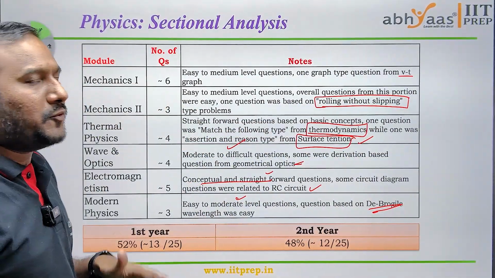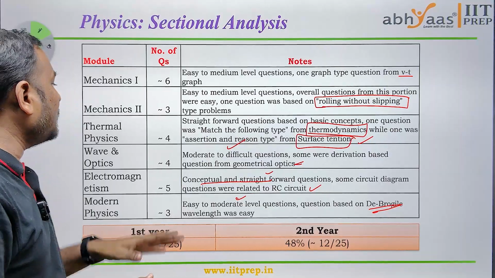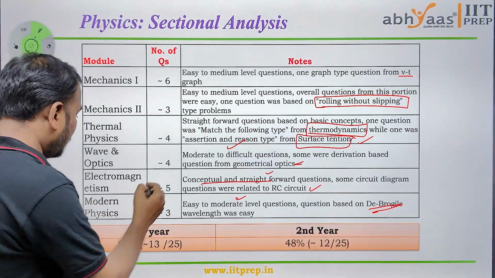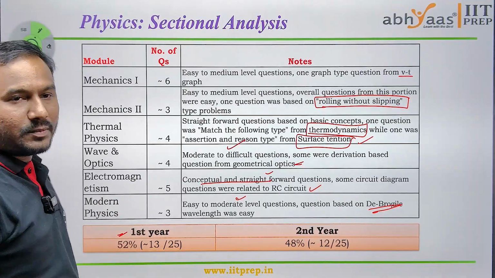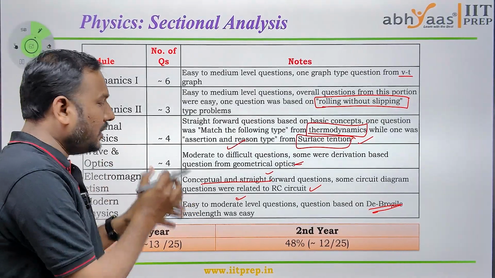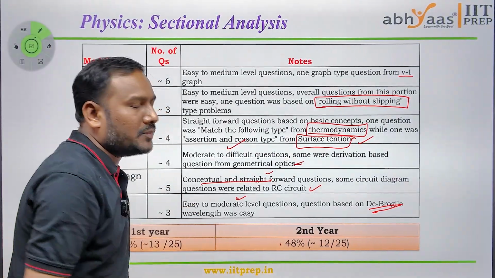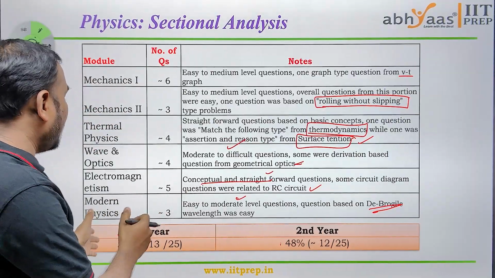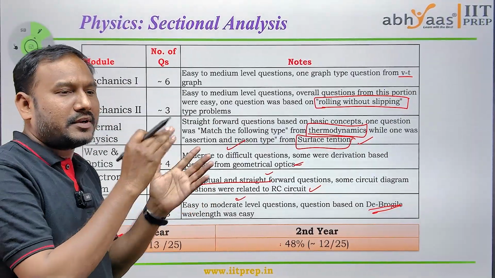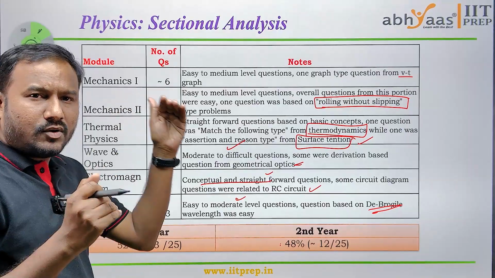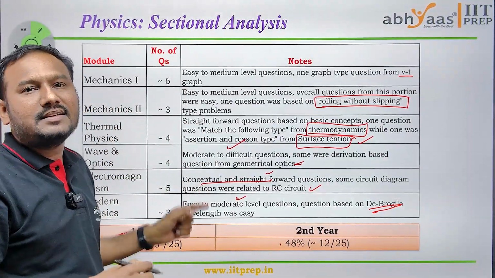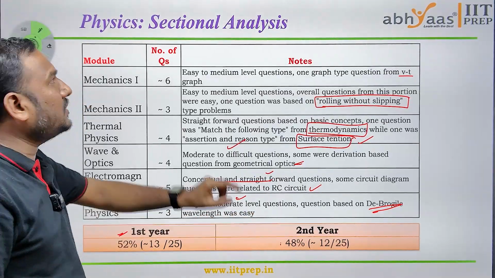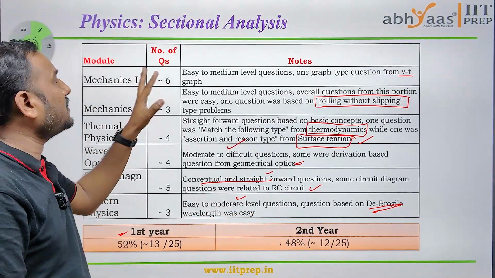And if you see the first year and second year segregation in this paper, we observe that 52% was from the first year portion, and 48% we have observed from the second year portion. Compared to the first, second and third papers, the segregation between first year and second year portion in the physics section analysis is almost the same.